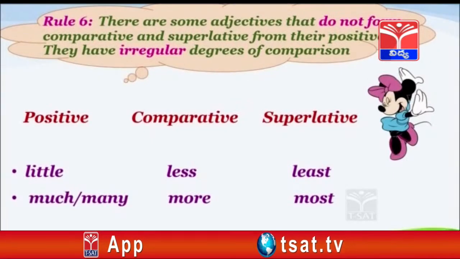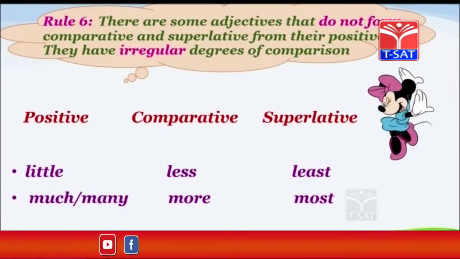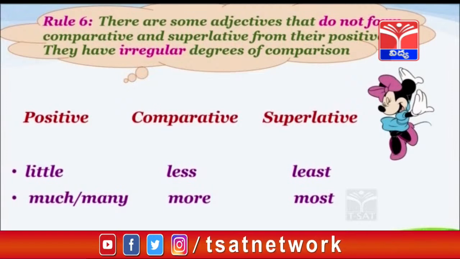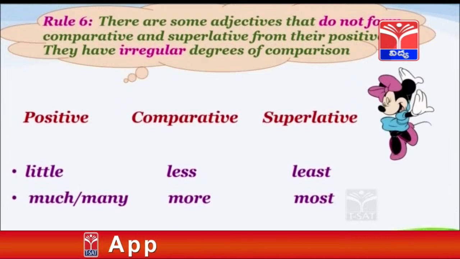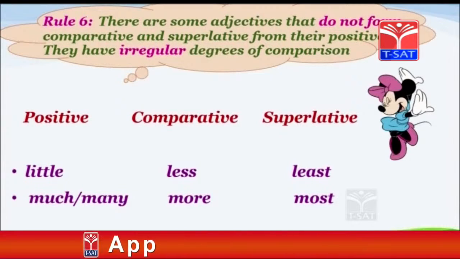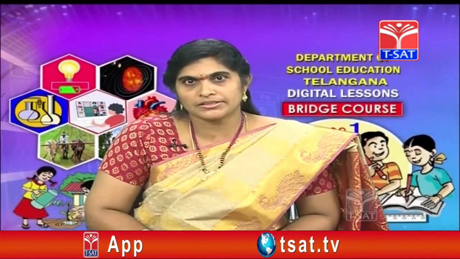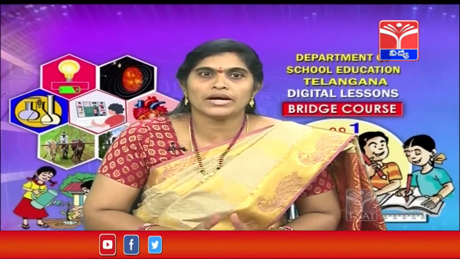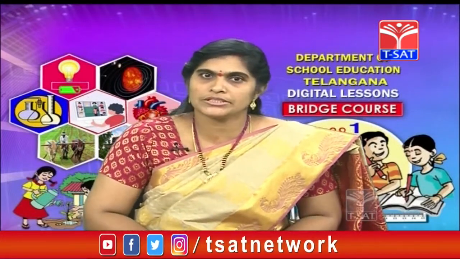The word little in positive, when it changes to comparative, becomes less, and when it is changed to superlative degree, it becomes least. In the same manner, much or many, when it comes to comparative degree, takes the place of more, and when it comes to superlative degree, it comes as most. So I hope, children, you all have understood well the rules of degrees of comparison, of how to change from one degree word to other degrees of comparison.